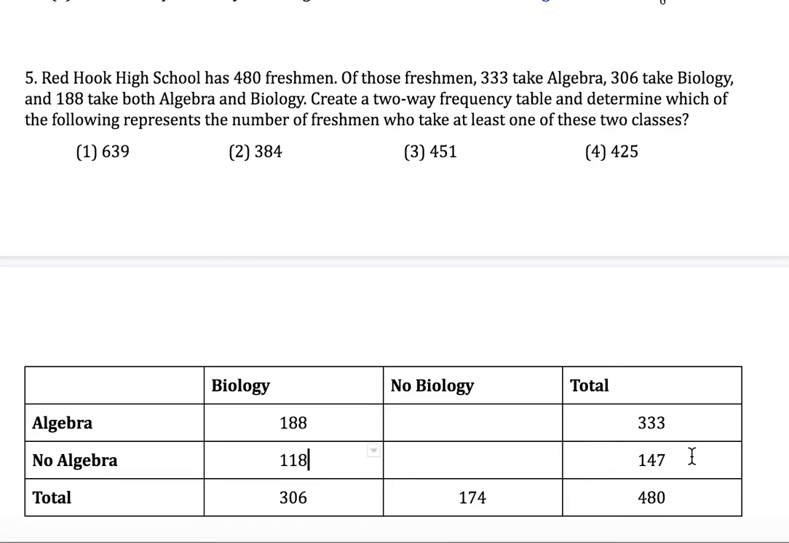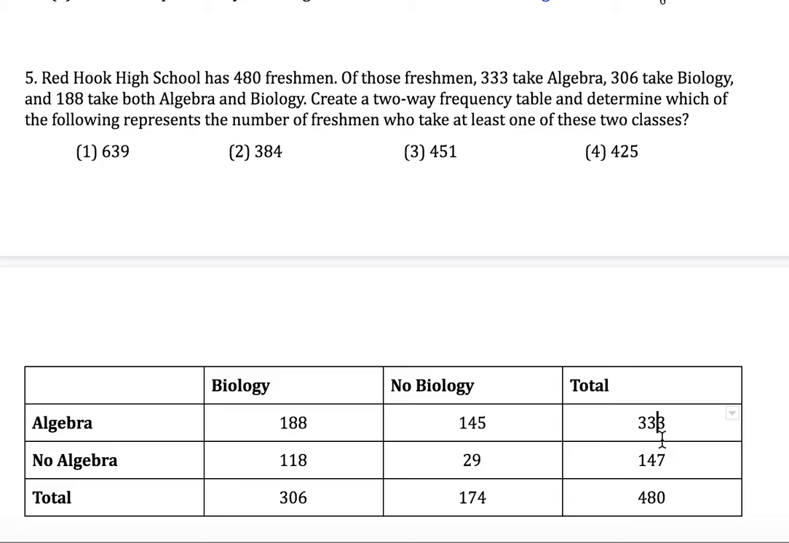I'm going to keep going across. 118 and something go to 147. So 147 minus 118 is 29. Let's go up. Something plus 29 is going to add to 174, so I'm going to subtract those. 174 minus 29 is 145. And let's just double check across here. Is 145 plus 188? Yes, it's 333, so this is correct. All right, so I've made my table.